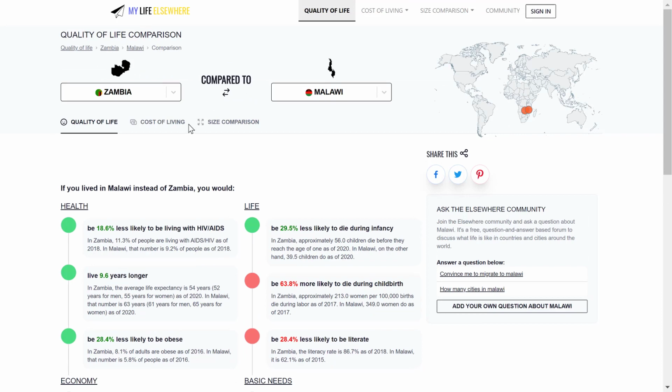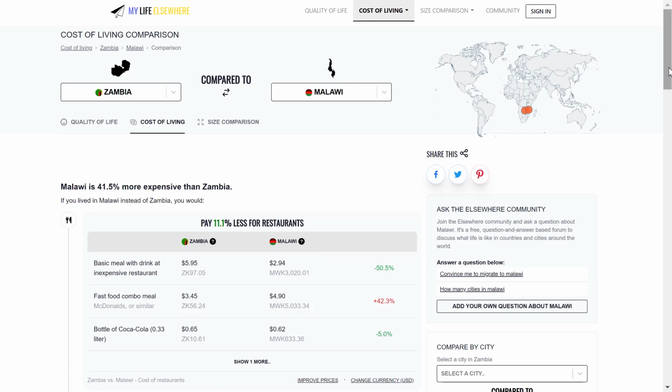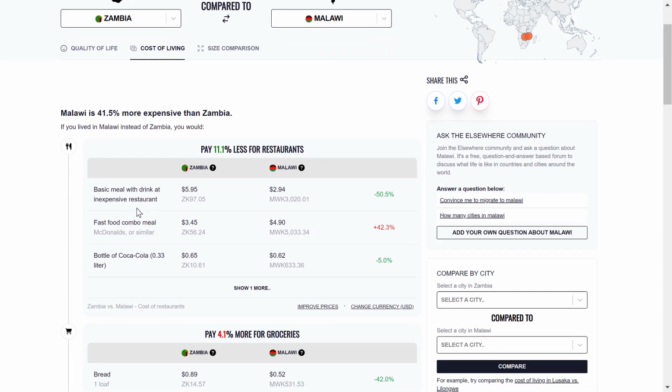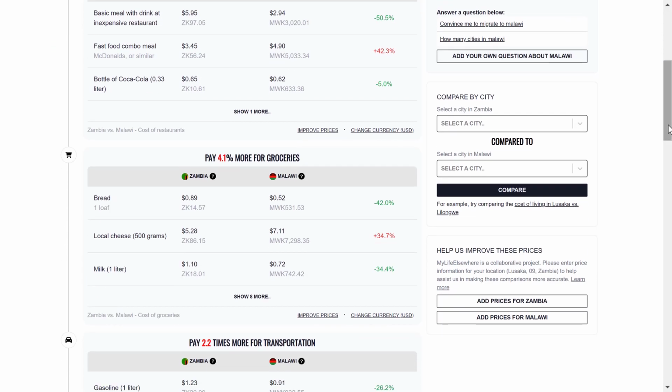But another metric you need to consider is the cost of living. This one is really important, and this is where you're able to see that a meal at a restaurant in Malawi will cost you less than in Zambia. Fast food combo deal, Zambia is cheaper. A bottle of Coca-Cola, Malawi is cheaper. So these are silly metrics, but it's really important to know how much a Coca-Cola will cost you outside the country. But anyways, bread is cheaper in Malawi, cheese is more expensive in Malawi, milk is cheaper in Malawi.